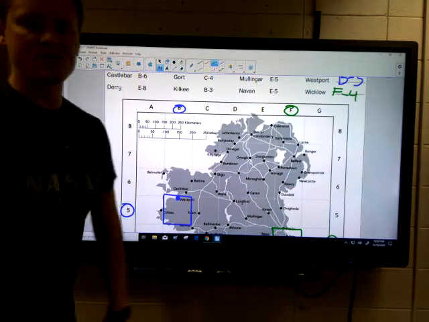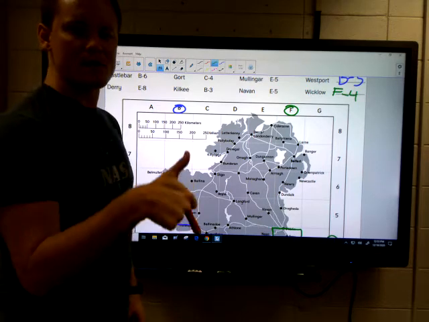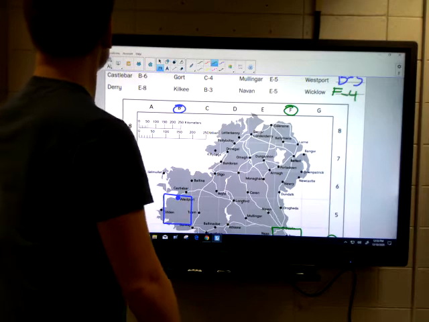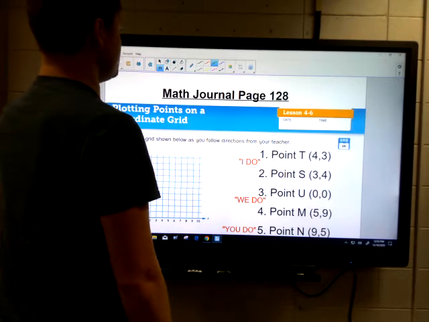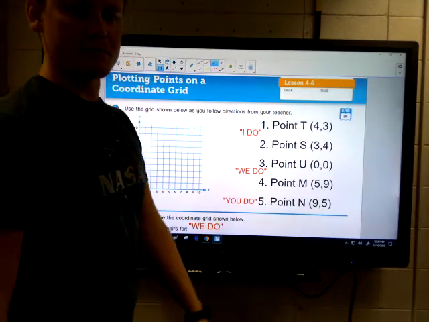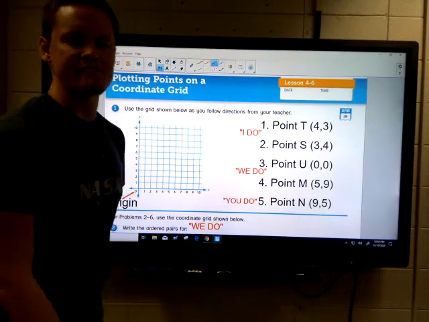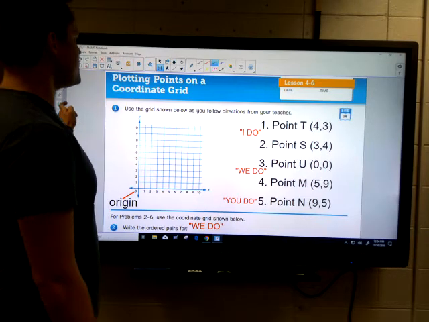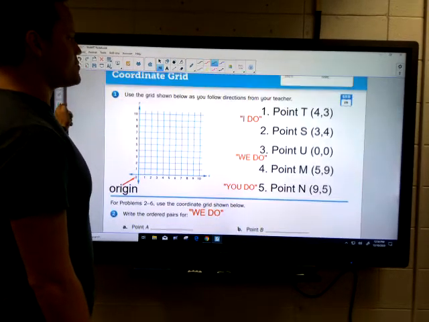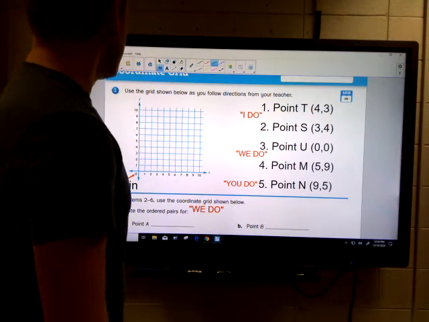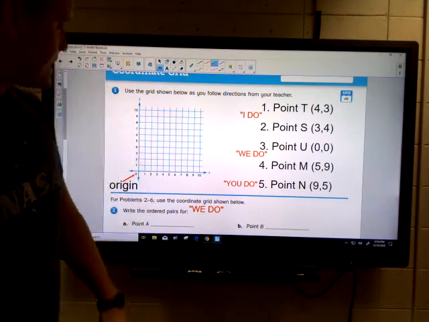Questions there about your math message? We good to go? Give me a thumbs up if you're good to go. Excellent. Oh, Westport is in 5B. Yes, B5 is what we'll say instead of 5B, okay? Move to page 128. Page 128. We're going to practice plotting some points here, okay?